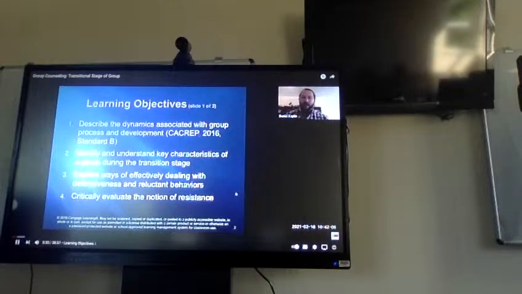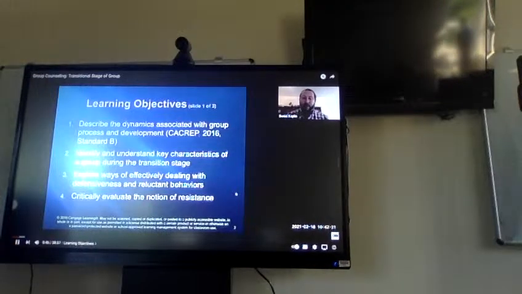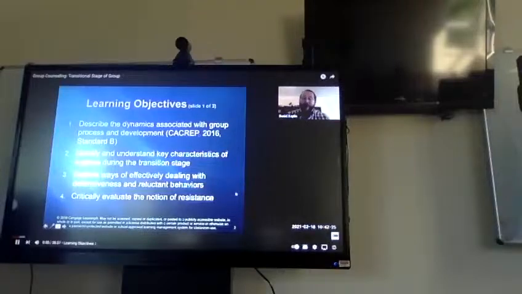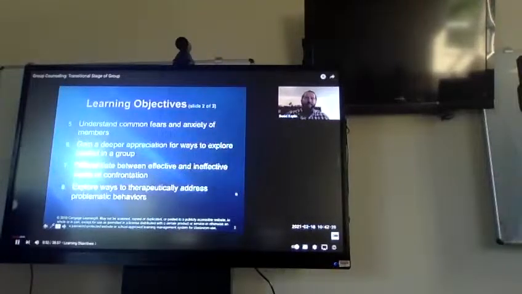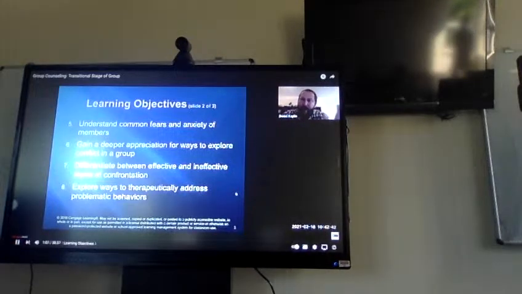In terms of learning objectives, we're going to describe the dynamics associated with the group process and development. We're going to identify and understand key characteristics of the group during the transition stage. We're going to explore ways of effectively dealing with defensiveness and reluctant behavior. We will critically evaluate the notion of reluctance. We'll talk about some common fears and anxiety of members during the transition stage. And I'd like to compare and contrast the different points in group to think about it, right?